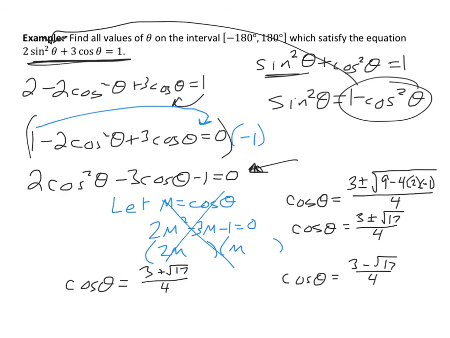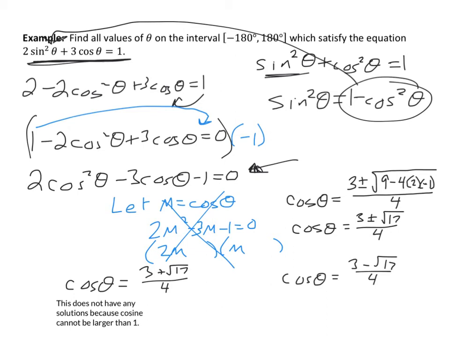And it's important that we give thought to both of these, right? So let's look at this first one, 3 plus root 17 over 4. Root 17 is like 4-ish, 4.2, 4.1 or so. So when I add these together, I'm going to get 7 point something. 7 point something divided by 4, that's bigger than 1, right? Cosine can't be bigger than 1. Cosine and sine both have a range of negative 1 to 1, so this first one is not giving us any solutions.